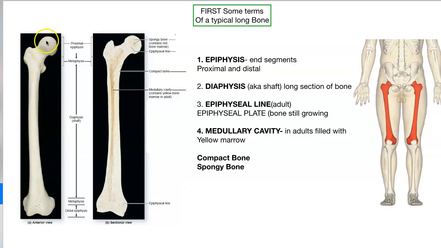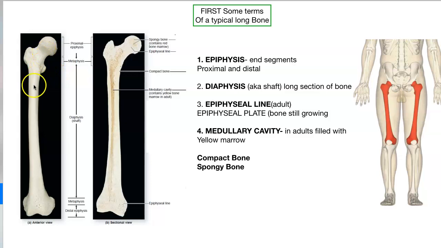This is going to be the proximal end. So here's our femur over here. This is the proximal end, closer to the torso. And this is our distal end. So distal end and proximal end. We are calling these end segments of this long bone an epiphysis, EPI, on top of, right? Epiphysis. These are the end segments. So this will be the proximal epiphysis. This will be the distal epiphysis.